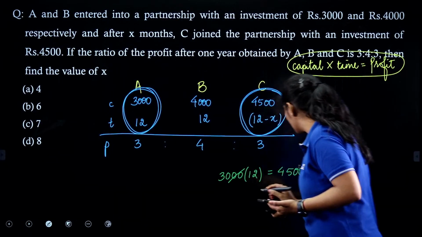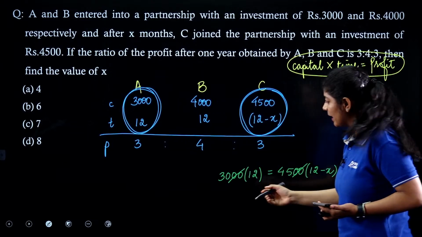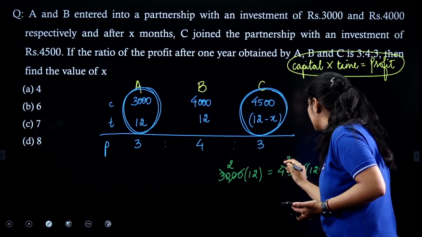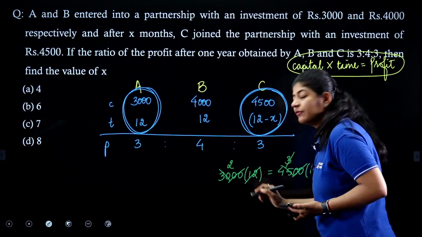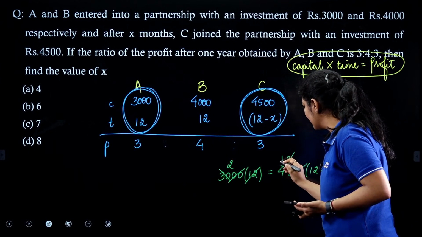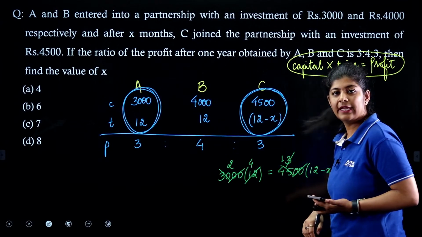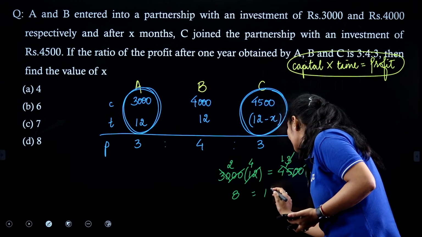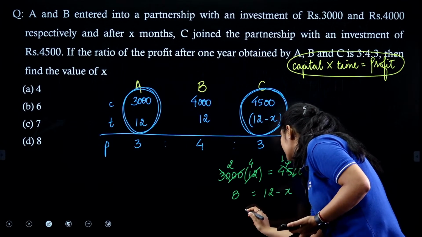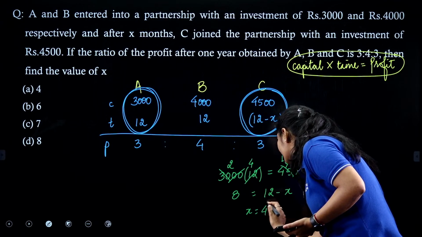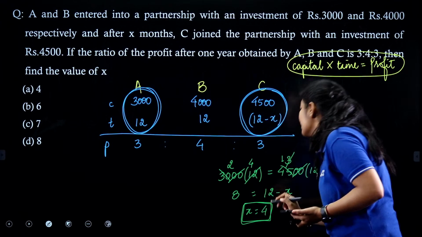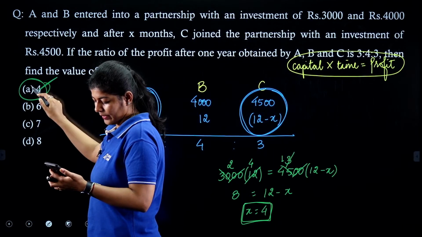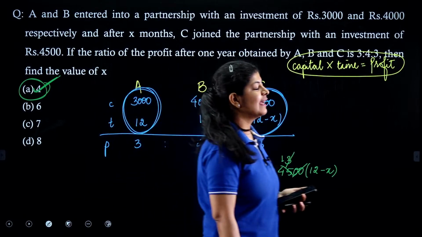So these two zeros are eliminated. With the help of 15, we can eliminate it, and here we get 2 and here we get 3. Now again with the help of 3, we can eliminate it, and here we get 1 and here I get 4. When we multiply this, I get 8 and here I have 12 minus X. From this I easily get the value of X as 4 months. So basically C joined after 4 months. Option A is the correct one.